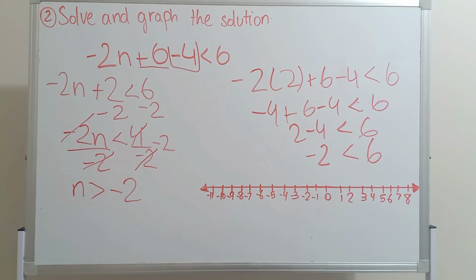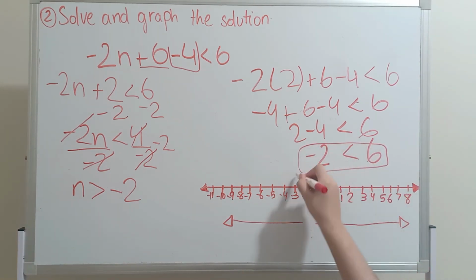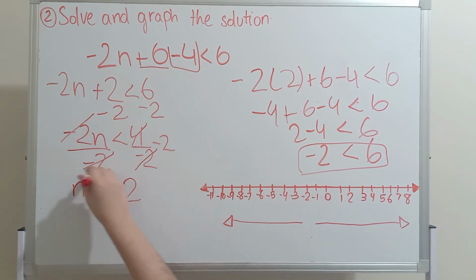So does this make any sense? Does it make sense that negative 2 is less than 6? Yes, because negative 2 is right here and 6 is right here. We know numbers that go this way become greater in value, and the ones that go this way become less in their values. So we have a correct answer here. So this is going to be our answer.